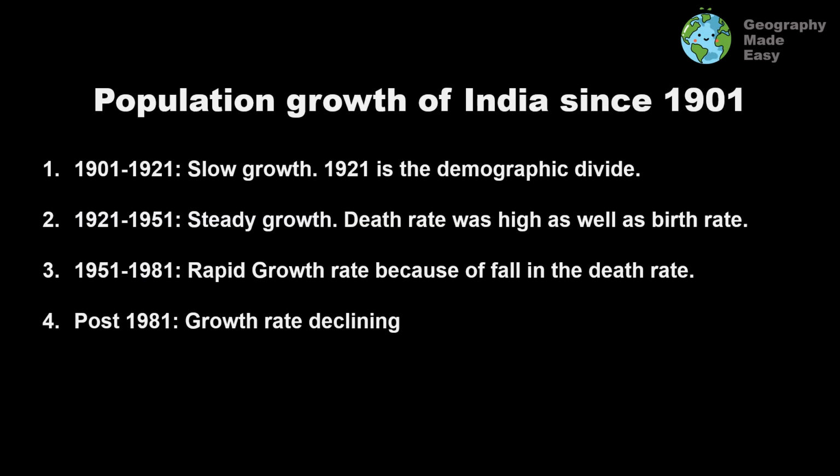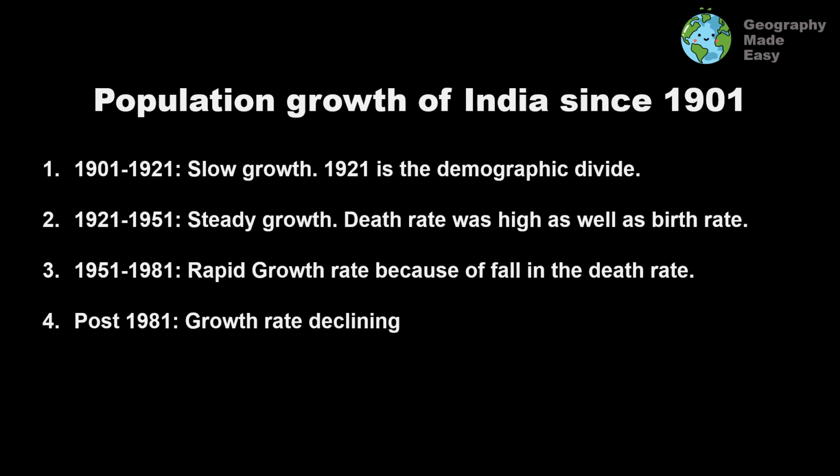Now let us examine the growth rate which has taken place in India, how it has changed over the years. So we have 4 phases of population growth rate. The first phase is the slow growth rate phase, 1901 to 1921, which is also called a phase where the growth rate was slow or stagnant.